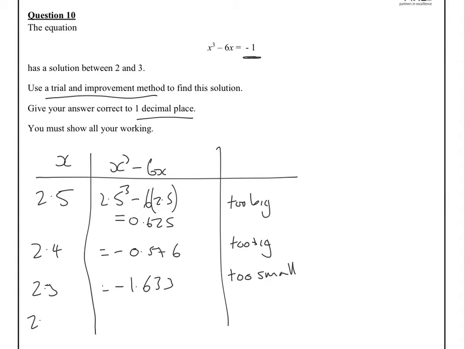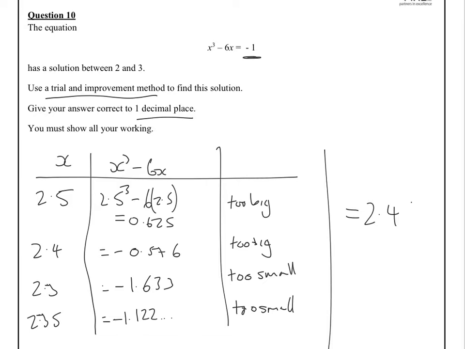So we have to show whether 2.35 is too small or too big, and we'll make our judgment from that. So having substituted that in, I've got minus 1.122. There's a few more decimal places, and that is too small. So if that's too small, then our answer needs to be bigger, which means that the answer to 1 decimal place is 2.4.